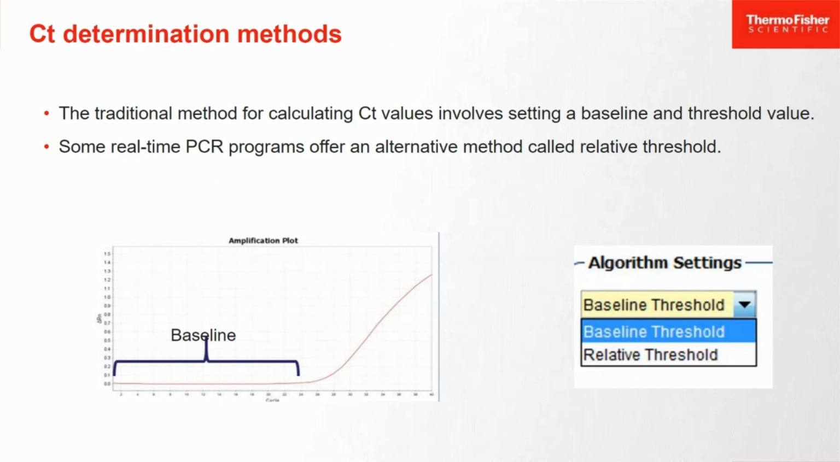The traditional method for calculating CT values involves setting a baseline and threshold value. But just to let you know, there are some real-time PCR programs that will offer an alternative method known as relative threshold.